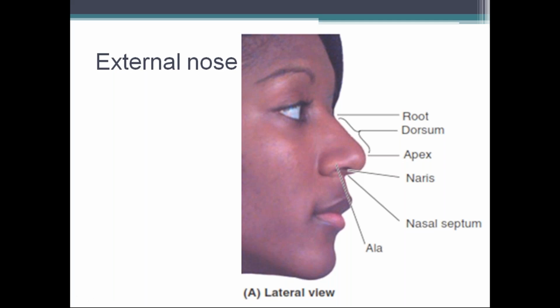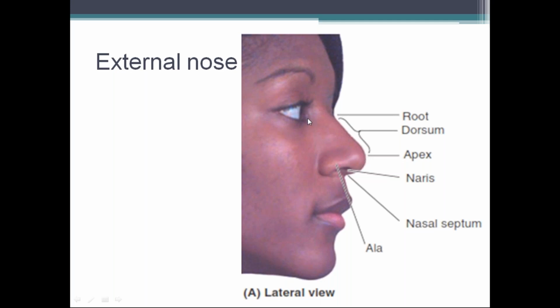So the external nose is made up of both bony and cartilaginous parts, and the external nose is covered by skin. The skin over the bony part is loose, but over the cartilaginous part, it is thick and adherent to the cartilaginous part here.